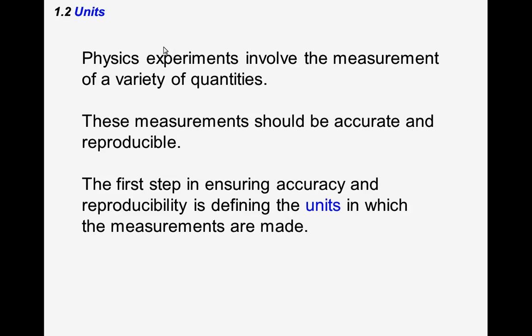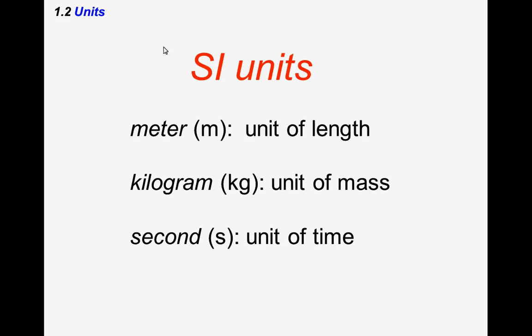But in order to go down that road, we have to do the tedious stuff. So physics will involve measurement of a variety of quantities, and those measurements should be accurate and reproducible. And the first step in ensuring accuracy and reproducibility is defining the units in which the measurements are made. So your first lab will involve measurements and uncertainty, and you will be using different devices to measure the width of something or the density of something, and you're going to get a sense of what's going on there with making accurate and reproducible measurements and then reporting your results.